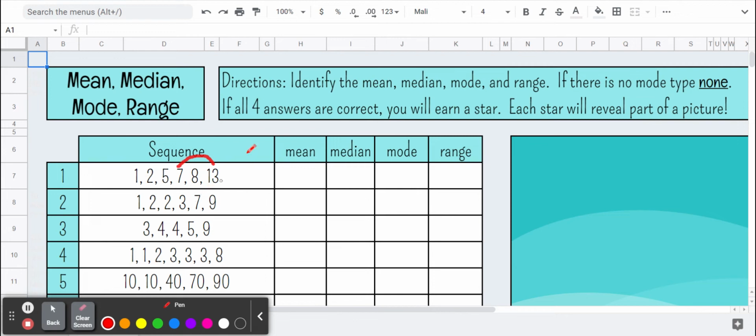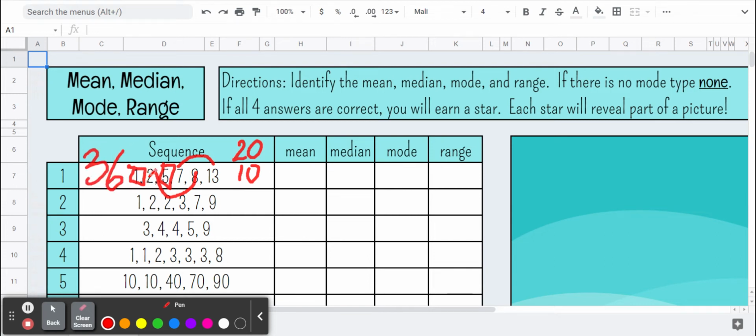I know that 7 and 13 makes 20. I know that 8 and 2 makes 10, which leaves me with this 5 and this 1. So I'm going to do 20 plus 10, which is 30, plus 5, which is 35, plus 1 more, which is 36. So the sum of those numbers is 36.